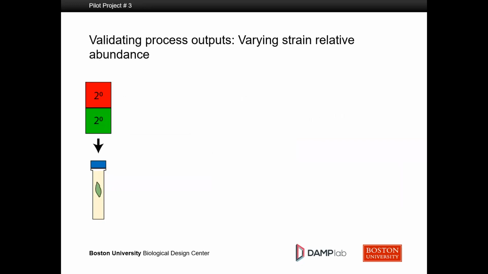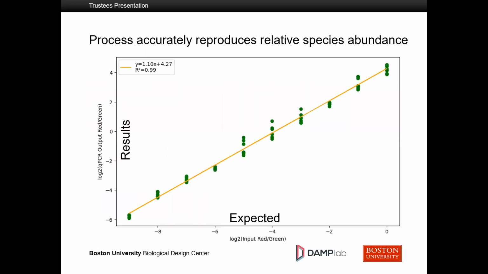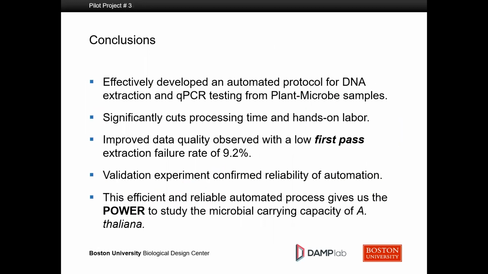As part of this project, with the 152 samples that we submitted, I created mock samples to make sure that what went into the protocol was what we got out in the data. Essentially, I took a tube, put a leaf in it, and added 2 volumes of bacteria. I then diluted one of those bacteria populations by half 9 times, and in 8 replicates submitted it to the DAMP lab. What you can see is what I expected on the x-axis, and the results I got in terms of relative proportion of the 2 species correlate very nicely with one another.